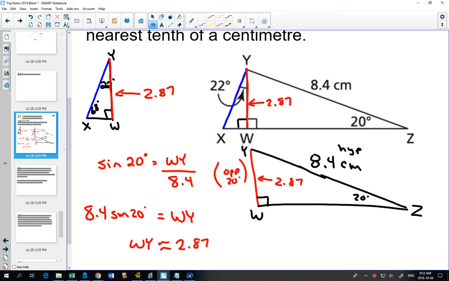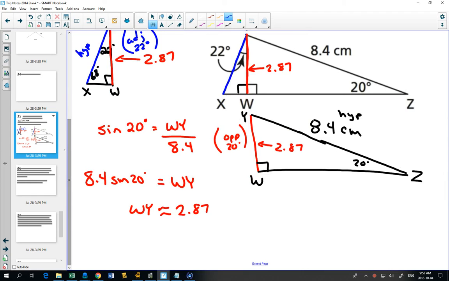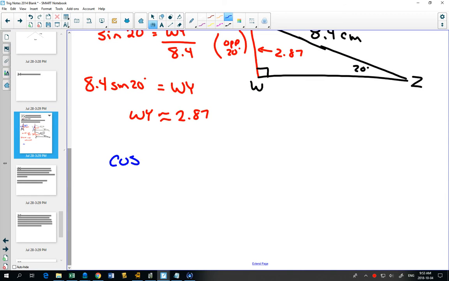Now I can solve for the blue side. For the blue side is my hypotenuse. And my red side, are you okay if I label that it's adjacent for the 22 degrees? For the 22 degree angle, the red side is the adjacent side. And now we can set up which is adjacent and hypotenuse. That's my cosine definition. So I can set up cos of 22 degrees is adjacent, which is the 2.87, divided by my hypotenuse.